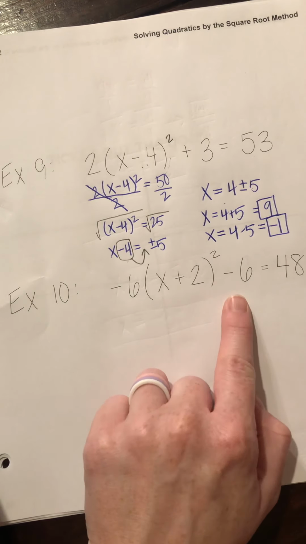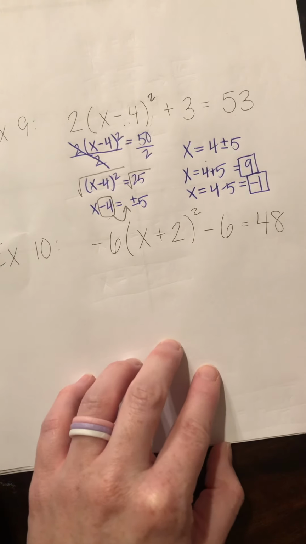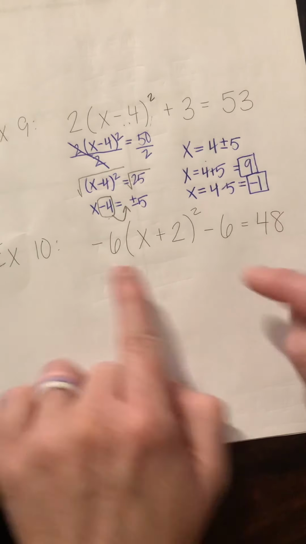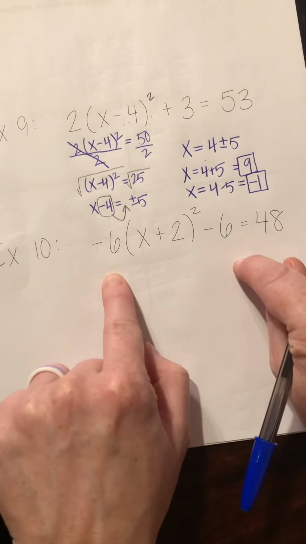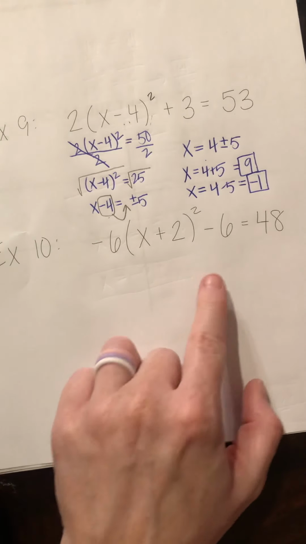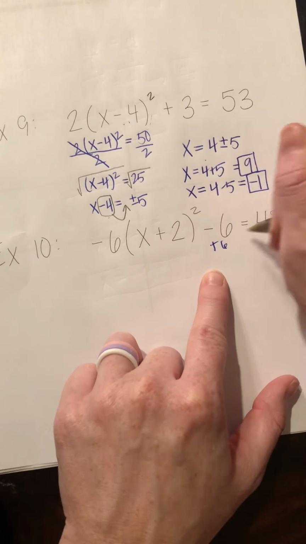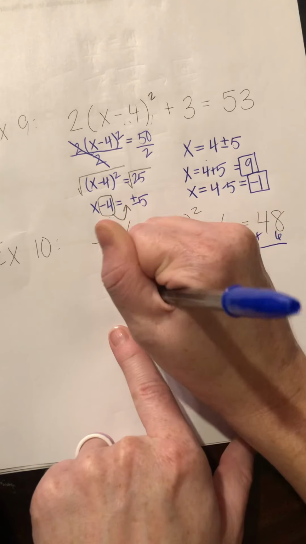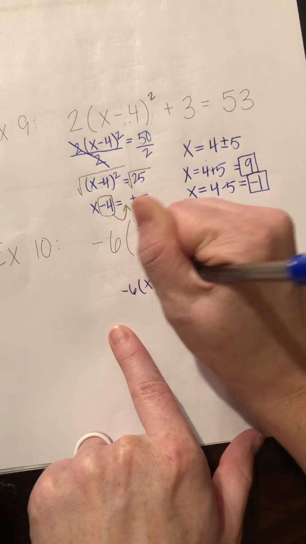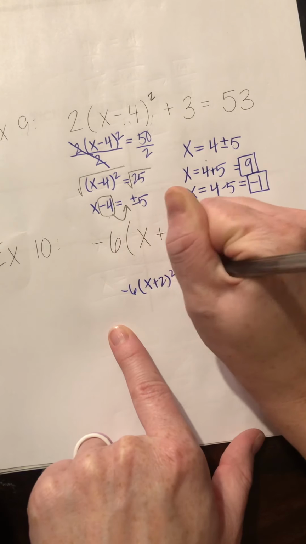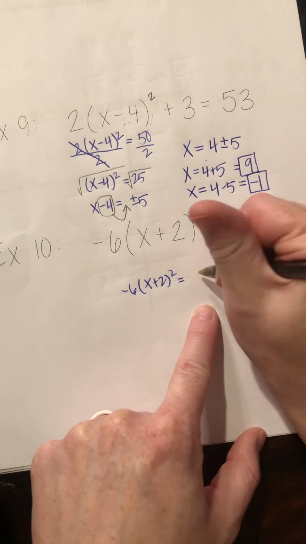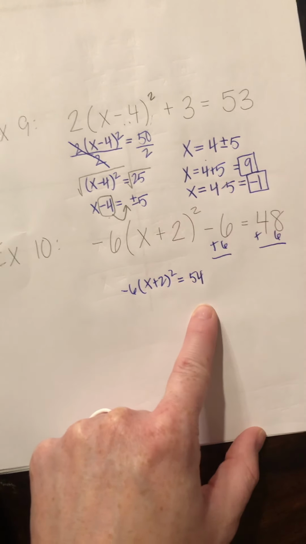All right. Last example right here. I've got some stuff on the outside of my parentheses, so I've got to take care of the outside and work my way in. Okay? First thing I'm going to do, I'm going to add 6 to both sides. So I've got negative 6 times x plus 2 squared. And then 48 plus 6 is 54.